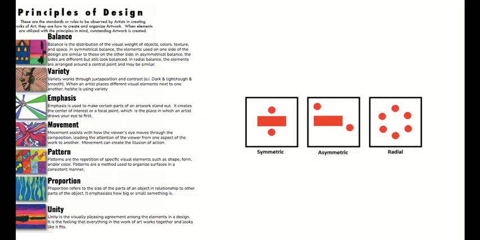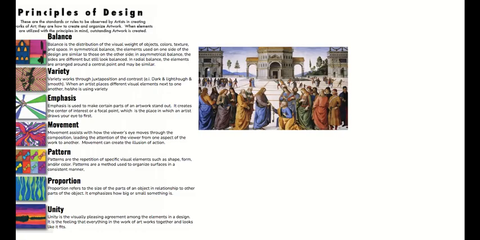There are three different types of balance. In symmetrical balance, the elements used on one side of the design are similar to those used on the other side. In asymmetrical balance, the sides are different, but they still look balanced in a way. And in radial balance, the elements are arranged around a central point and may be similar. Let's take a look at some different types of balance.